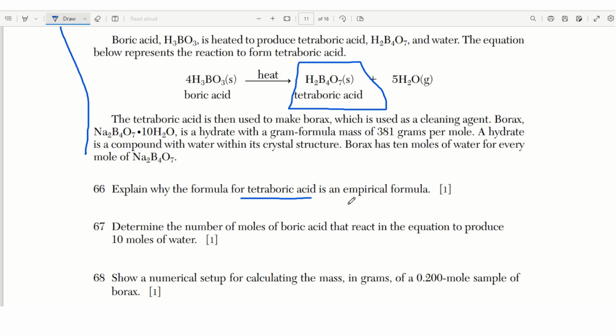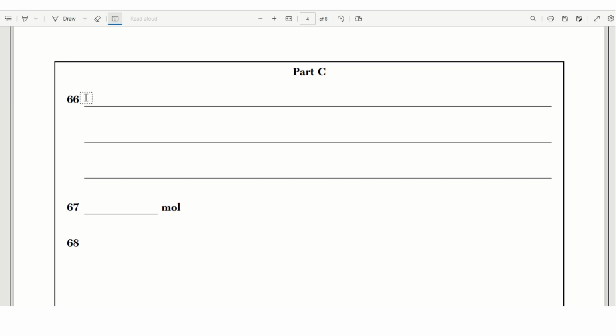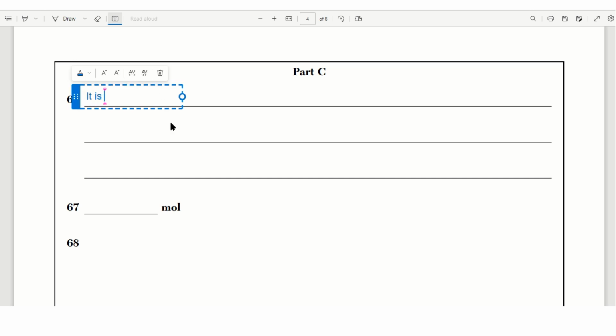Why is that an empirical formula? Well, it is an empirical formula because look at the subscripts. Can it be further reduced? No, it cannot, right? So it is an empirical formula because it cannot be reduced.